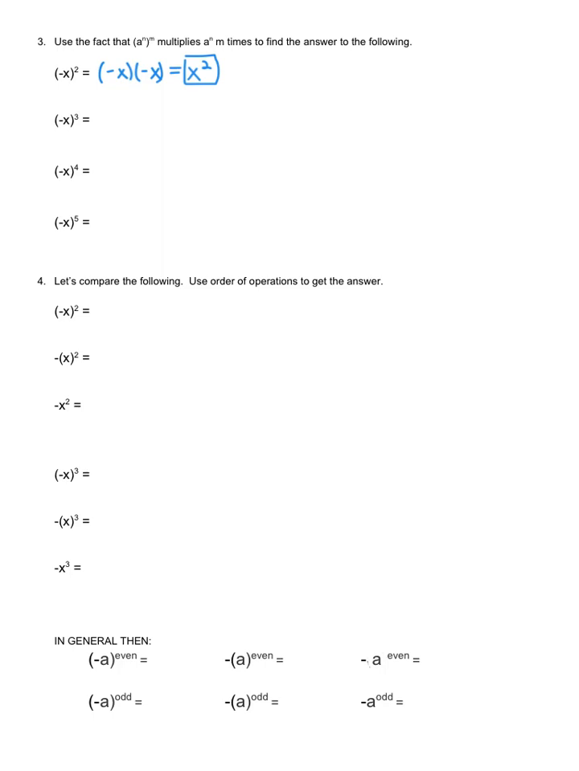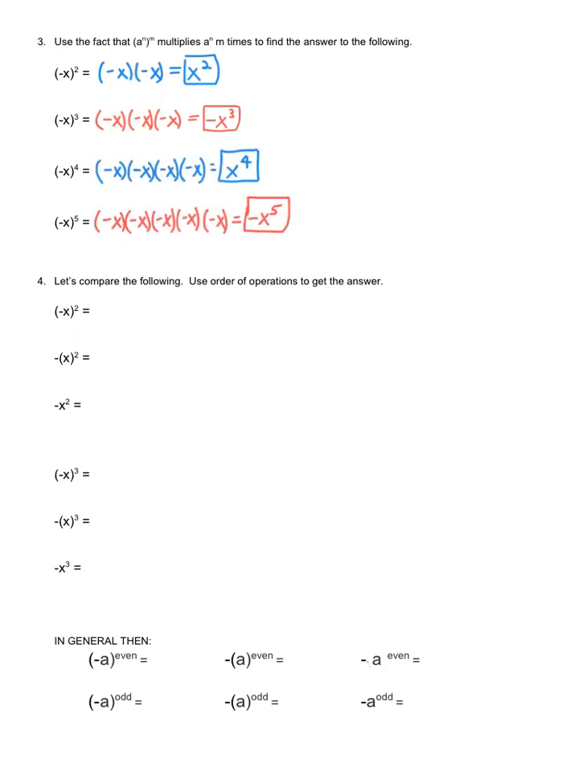Again, expanding that out means I have negative x times negative x times negative x. A negative times a negative is a positive, times another negative means my answer here is a negative x to the third. Take a moment and try to expand out (negative x) to the fourth, and (negative x) to the fifth. Otherwise, here are those two answers.